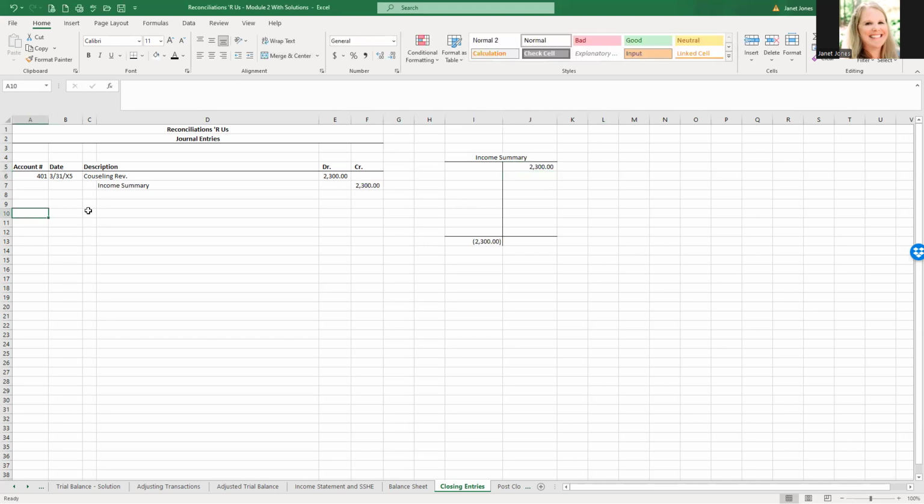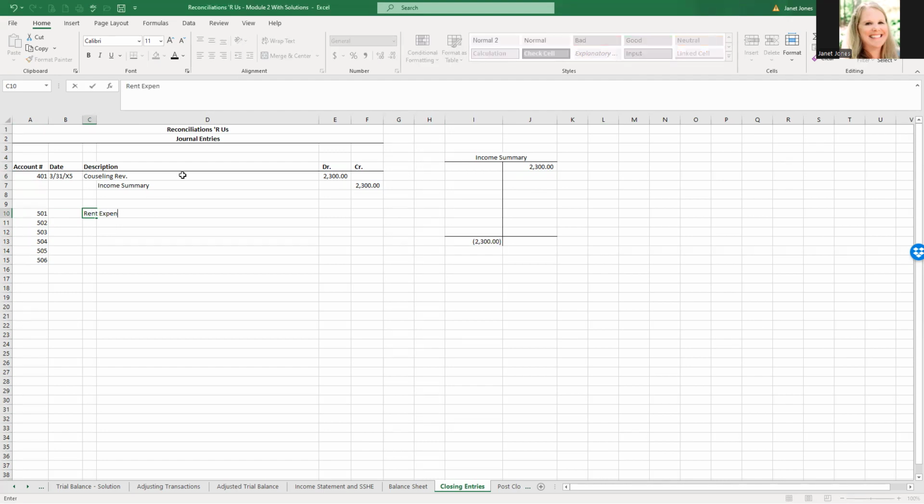Now, the second one is to record our expenses to income summary. So expenses are typically going to have a debit balance. So we're going to have to reverse those with a credit balance to zero them out. So again, the whole purpose behind closing entries is that we want to start the month off fresh and know exactly how much it is that we are spending or earning during that month. So that's the kind of purpose behind here.